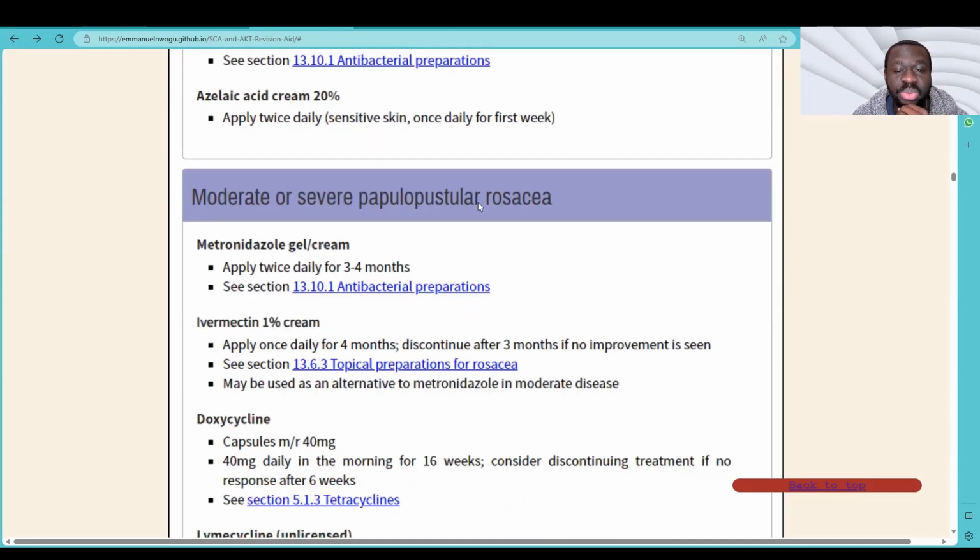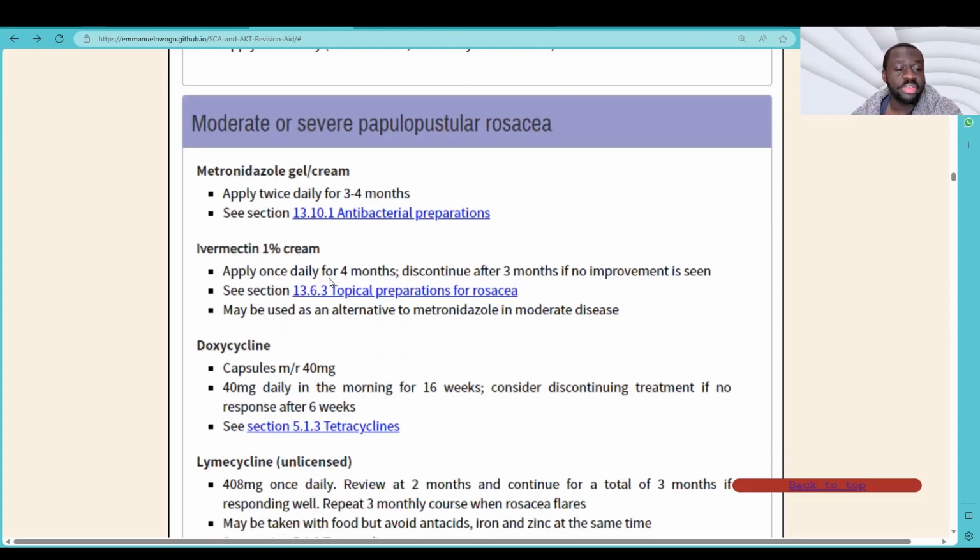For moderate or severe papulopustular rosacea, use a moisturizing gel or cream, applied twice daily for 3 to 4 months. You can also use ivermectin cream, applied once daily for 4 months. Discontinue after 3 months if no improvement is seen.